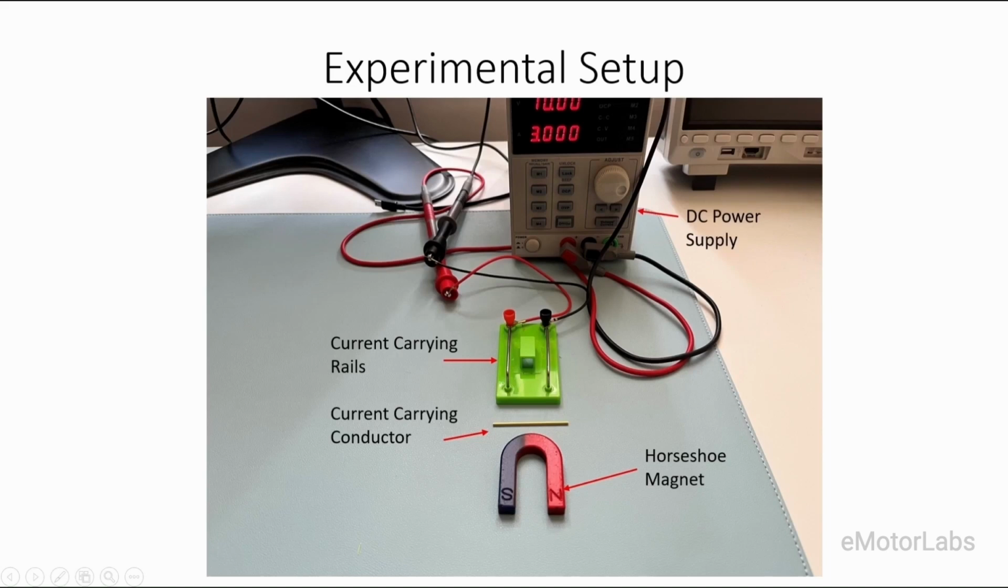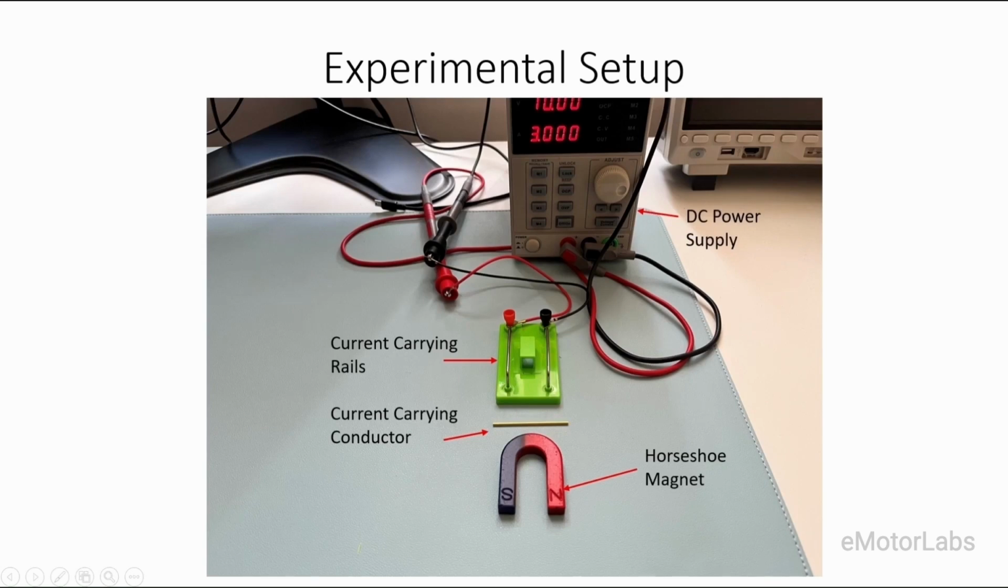In order to demonstrate the Lorentz force law, we can perform a very simple experiment. For this experiment, we will need the following components. First is a DC power supply, which will provide electric current for our circuit. Second are the current carrying rails, a green platform with two binding posts, one red and one black terminal. The red terminal is connected to the positive side of the power supply, and the black terminal is connected to the negative side of the DC power supply through the red and black wires respectively.